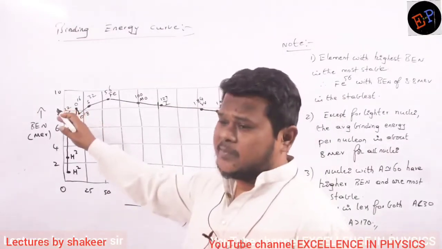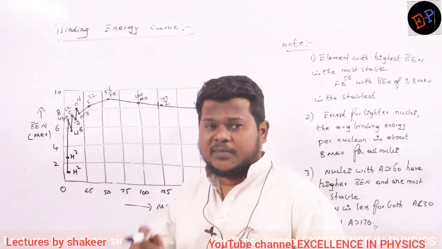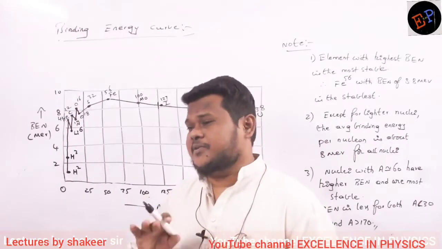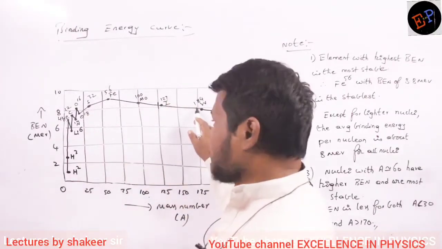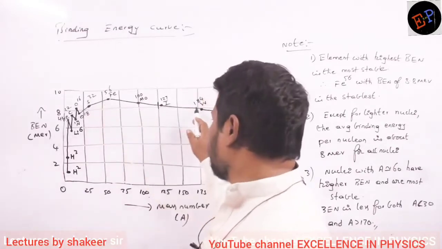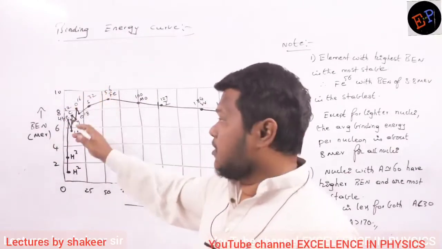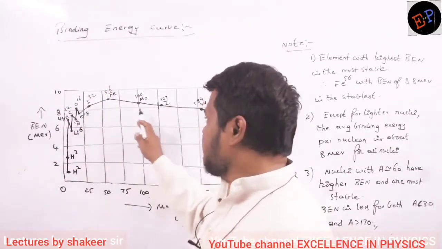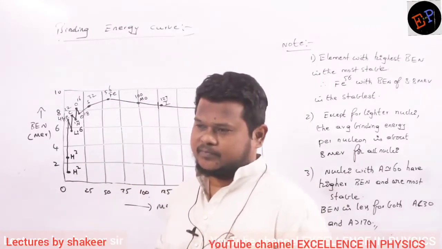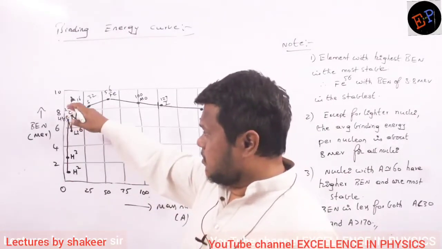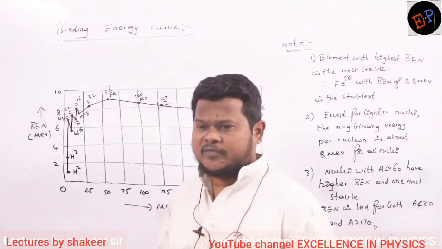Similarly, elements with atomic number less than 30 and greater than 170 are unstable. Are you able to understand? Because their BEN values are lesser, less than 8. See, most of the atoms starting from 32 up to approximately 170, here we have 32 and here we have 170, all of them are above 8, no? Elements from here to here are above BEN 8. These elements between 32 and 170 have a BEN of 8 and are most stable. So elements with atomic number less than 30 and greater than 170 are not so stable. Are you able to understand? This is the second point which we have to observe.